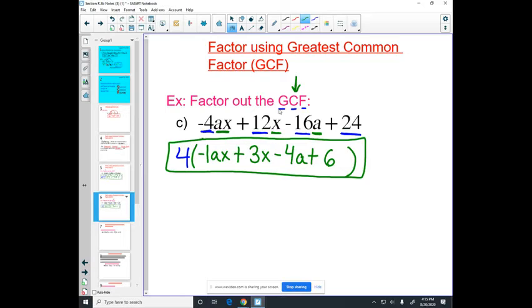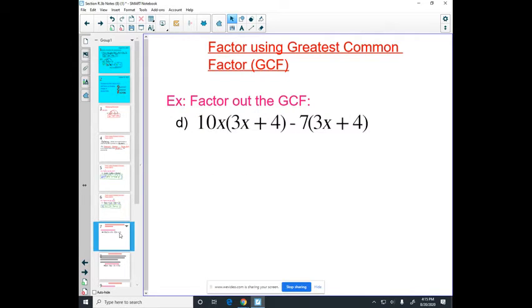Can't combine any more like terms. The inside piece, the green part, doesn't have a GCF, so I'm done with factoring. If you chose to do this problem and pull out the -4, that would have been okay too. You could have pulled out the negative and it would have gotten you the same answer. So you could have pulled out a -4 or a +4.